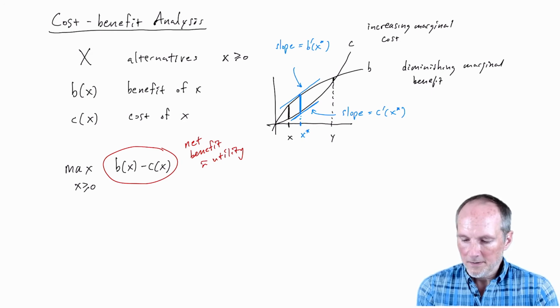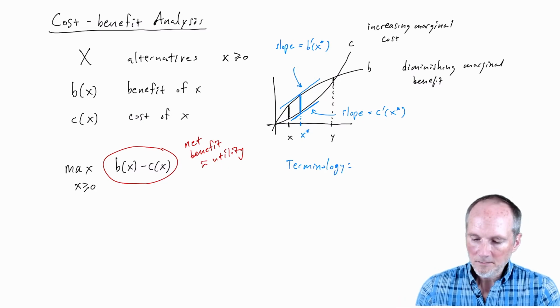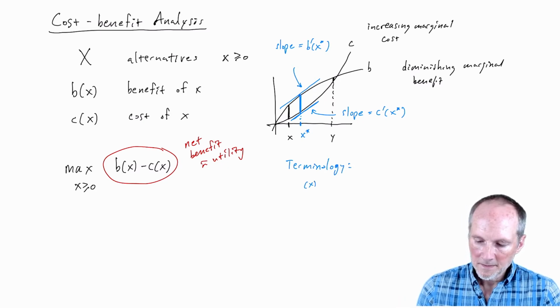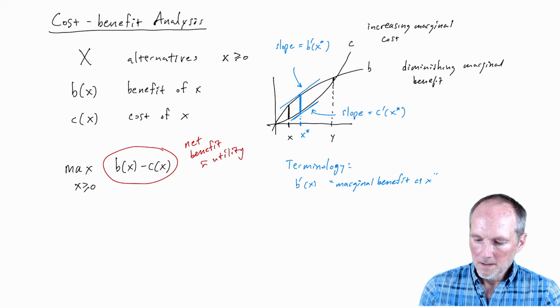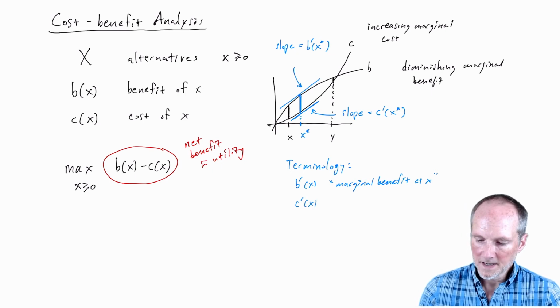Little sidebar here, just some terminology. At any scale level x, the derivative of the benefit function at x, we call that the marginal benefit at x. Marginal referring to some small change, and the derivative of the cost function at x is the marginal cost at x.